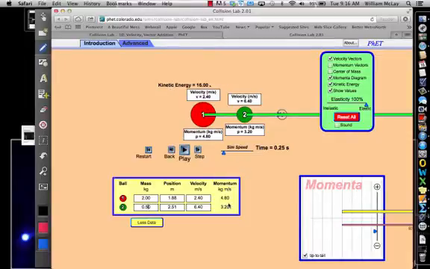Notice also that the total momentum still adds up if I add 4.8 and 3.2 to 8 newton seconds of total momentum. So both momentum and energy are conserved.